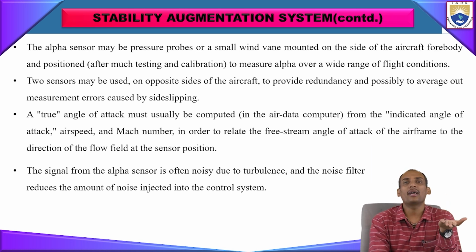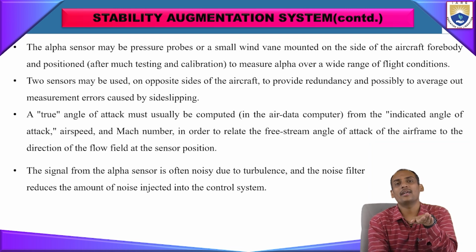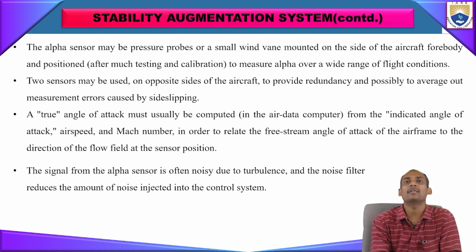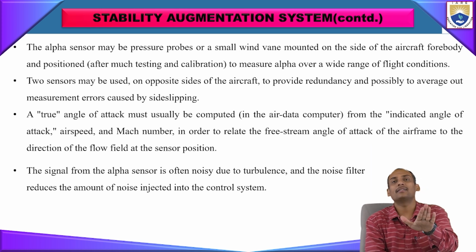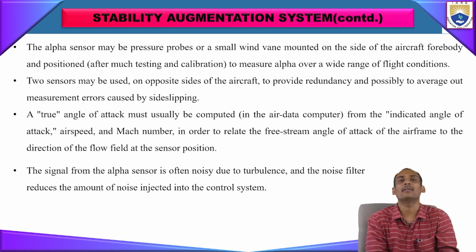So the true angle of attack is generally obtained from the indicated angle of attack system, together with airspeed and Mach number, in order to relate the free stream angle of attack of the airframe to the direction of flow at the sensor position. Where the sensor position is accurately showing, there we will see the total angle of attack, the true angle of attack for the aircraft.